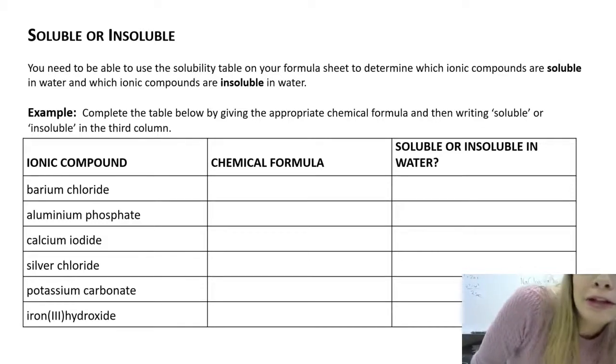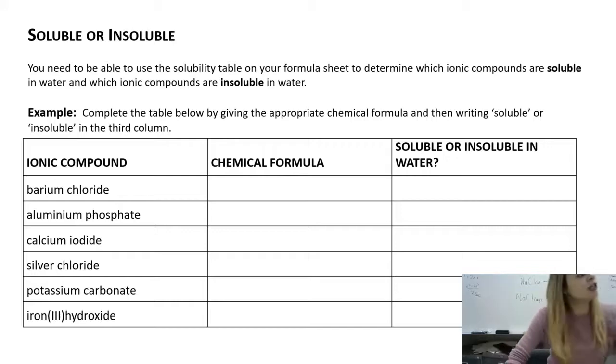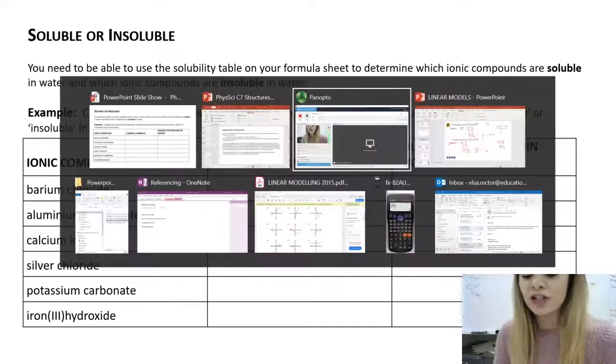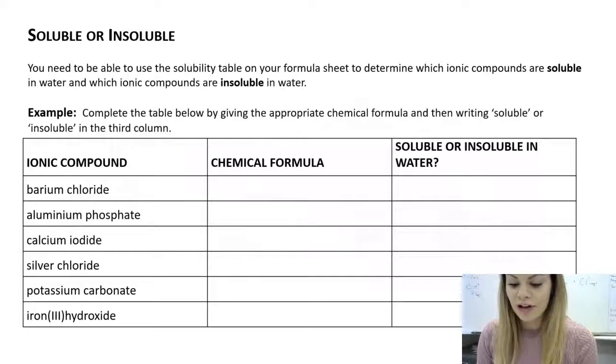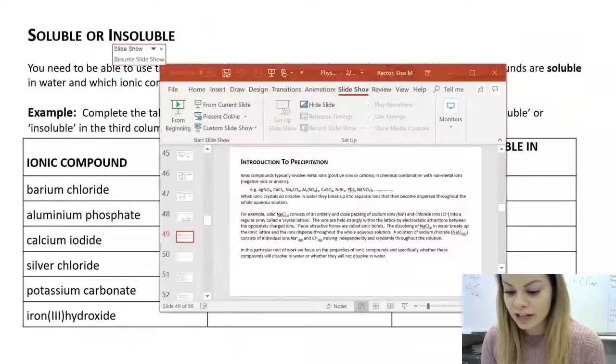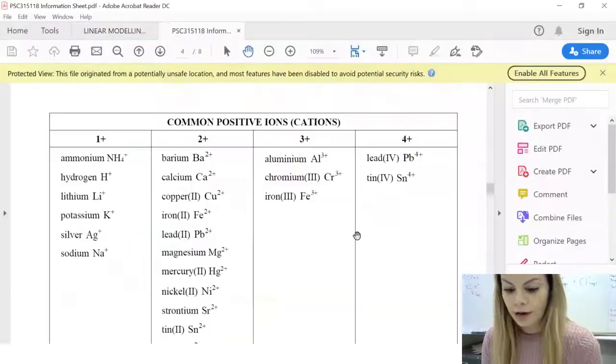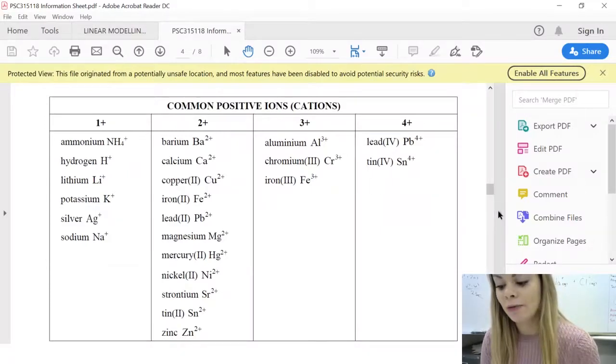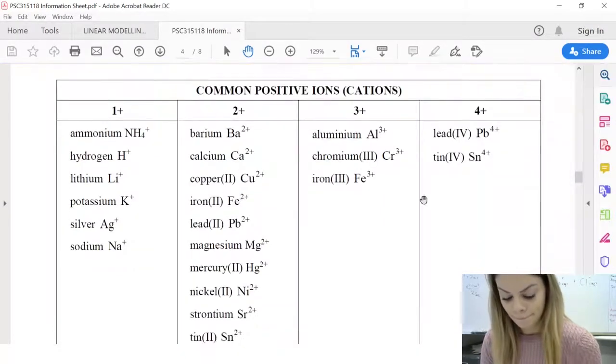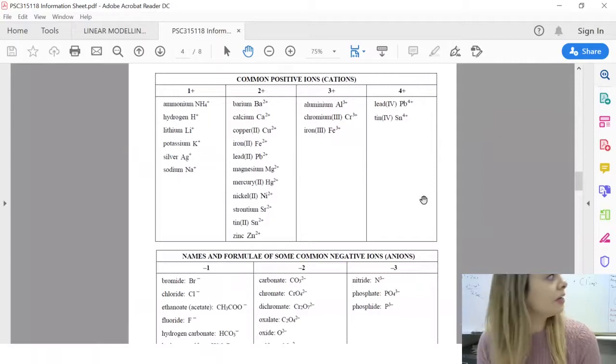Finding the chemical formula for these and deciding whether they're soluble or insoluble. To do this, you need your formula sheet. So if you haven't already, find your formula sheet. And firstly, we'll need this table. Remember this one? Formula sheet. You're on your formula sheet?